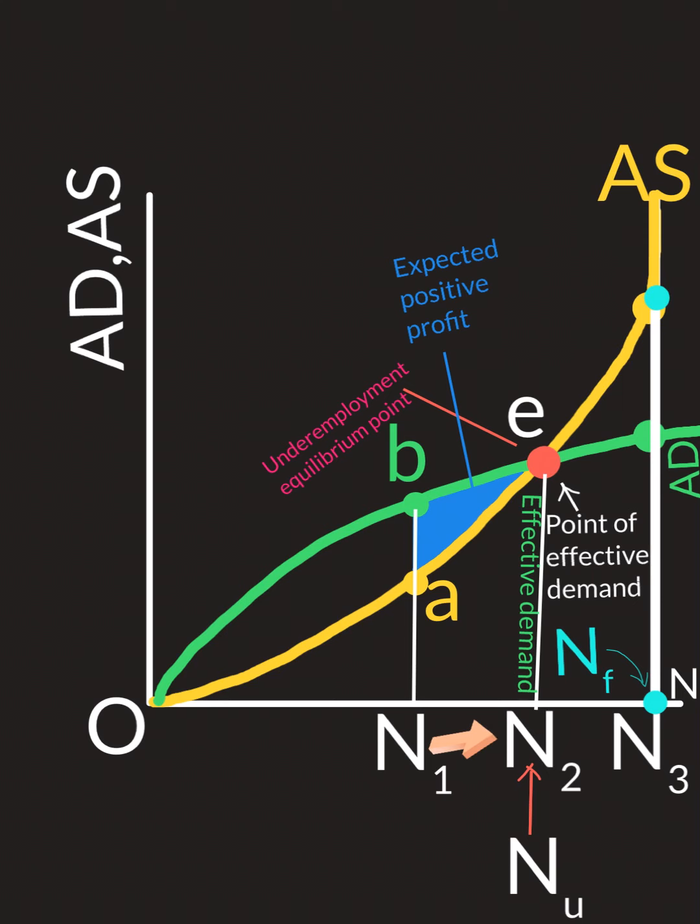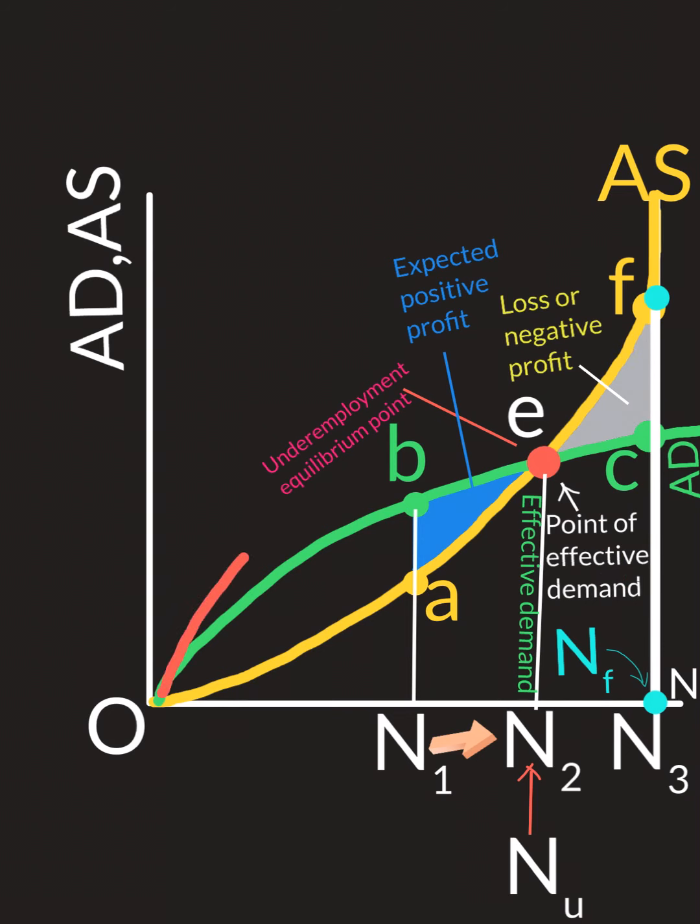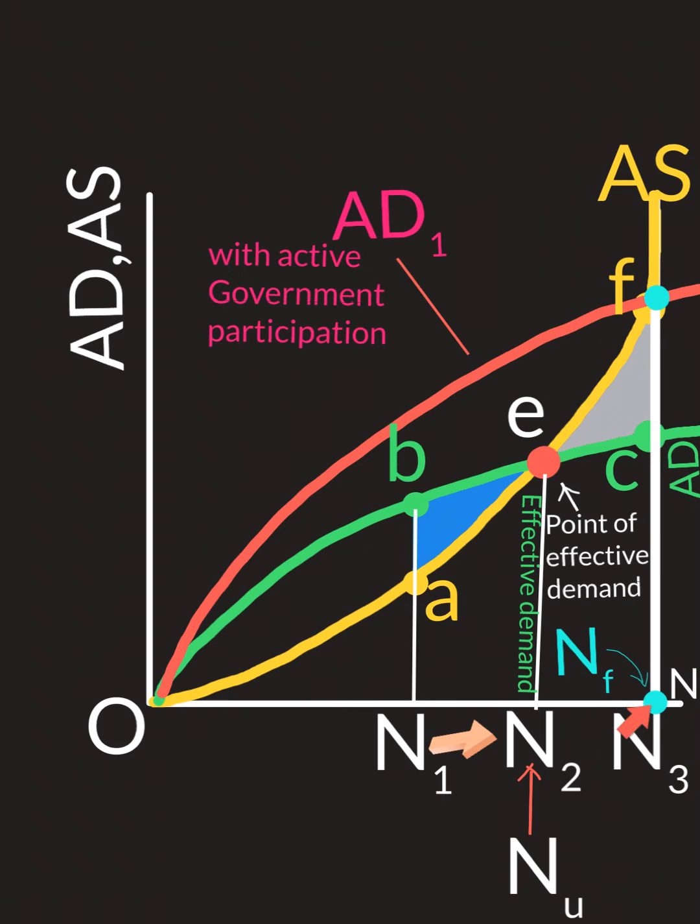Why? Because here the aggregate supply price is greater than the aggregate demand price, that is, the minimum cost necessary for maintaining this level of employment is greater than the expected receipts. So it indicates a loss. And this negative profit will lead the entrepreneur from N3 back to N2.